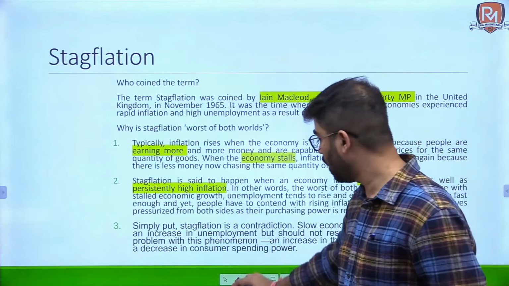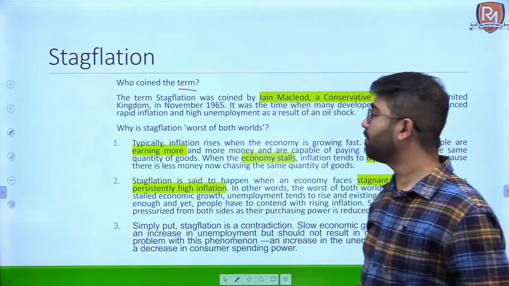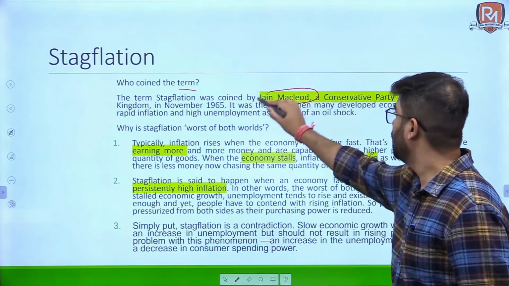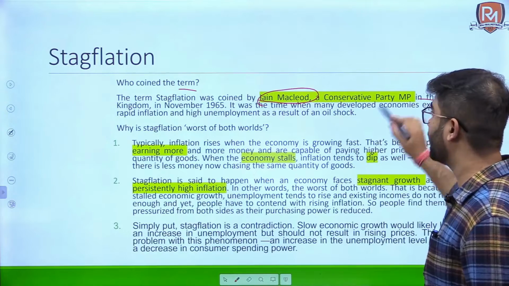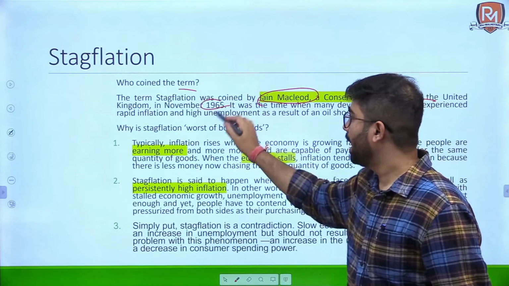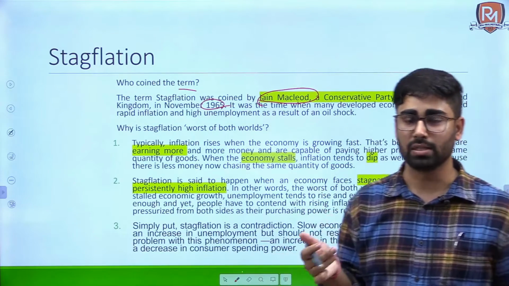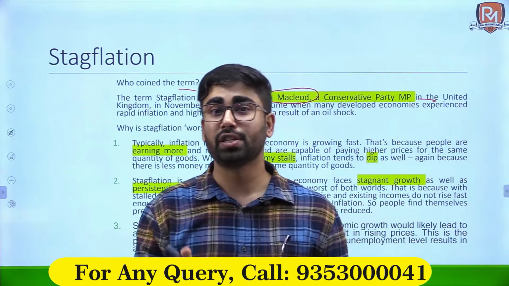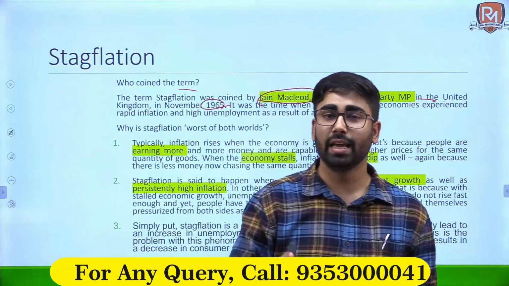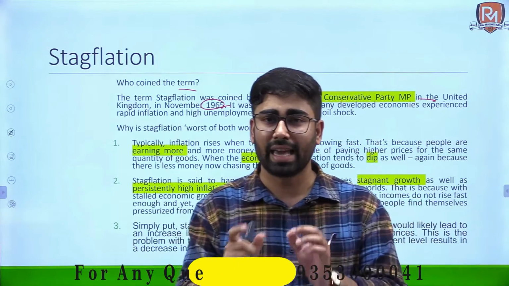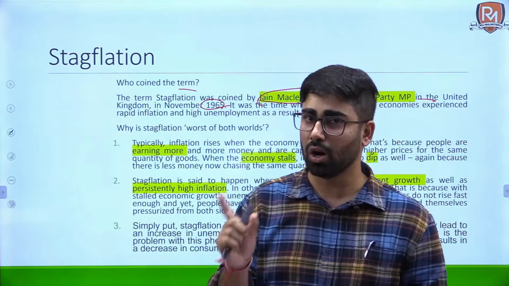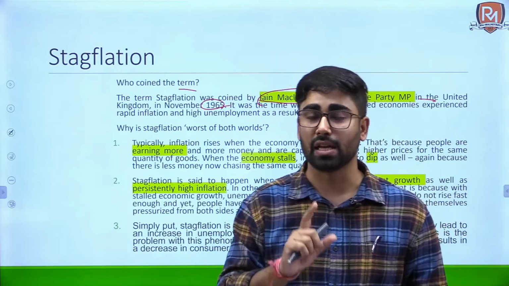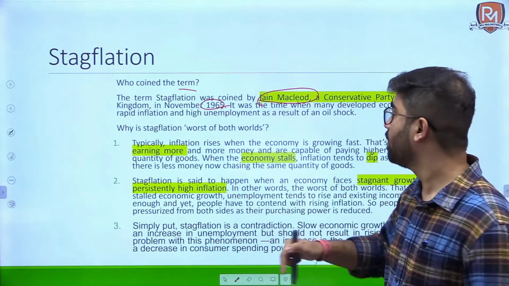Now who coined the term? The term stagflation was coined by Ian MacLeod, a Conservative Party MP in the United Kingdom in 1965. And why is stagflation the worst of both worlds? See, there are some things that are best of both worlds, but stagflation is the worst of both worlds, because here there is inflation which we do not want and also economic slowdown which we do not want. So that is why it is the worst of both worlds.